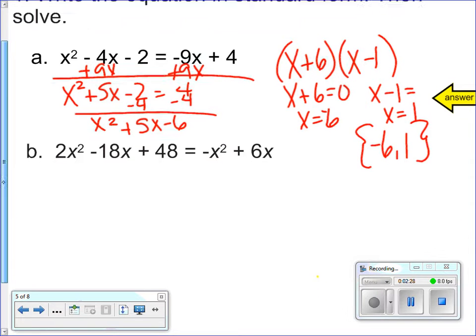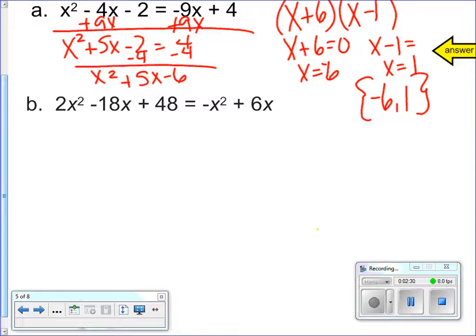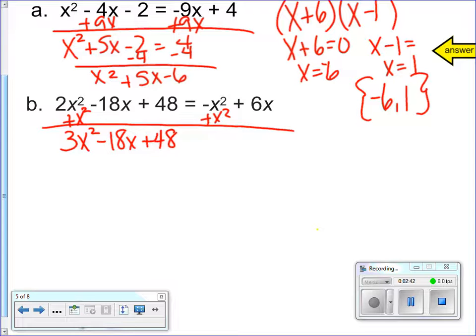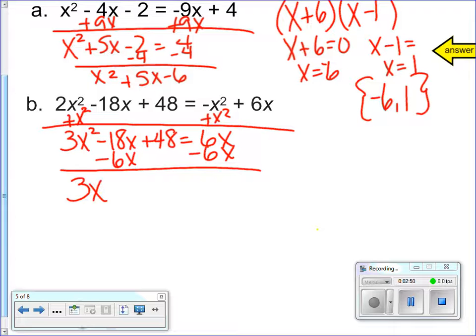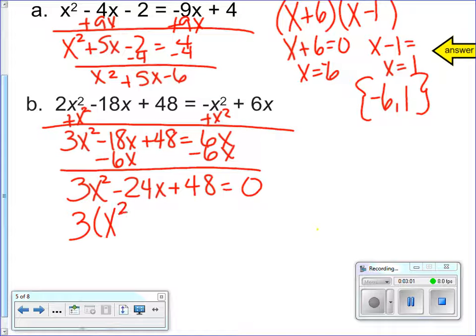In the second one, we're going to add x squared to both sides. That gets us 3x squared minus 18x plus 48 equals 6x. Subtract 6x from both sides, and we get 3x squared minus 24x plus 48 equals 0. I see a GCF there, so I'm going to pull that out. X squared minus 8x plus 16 equals 0.